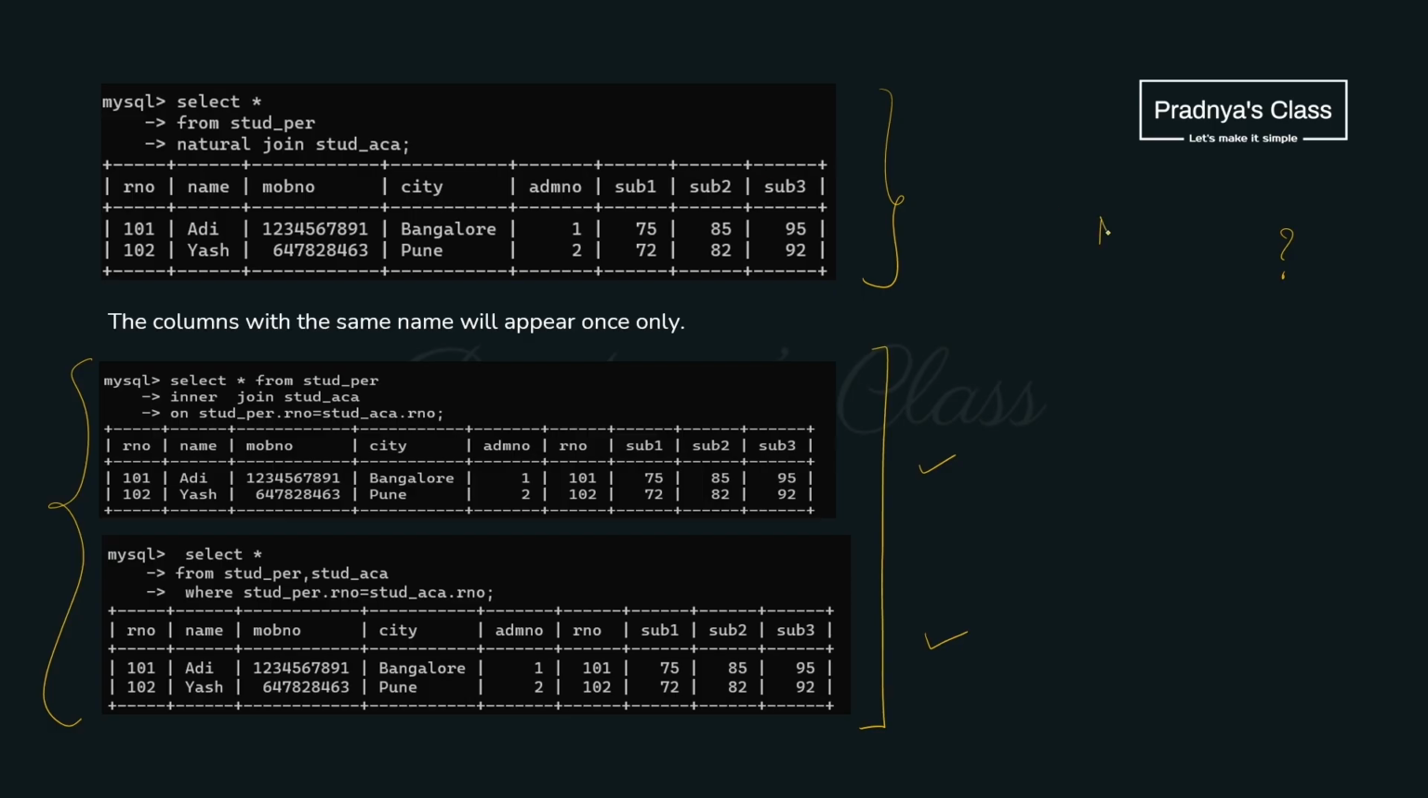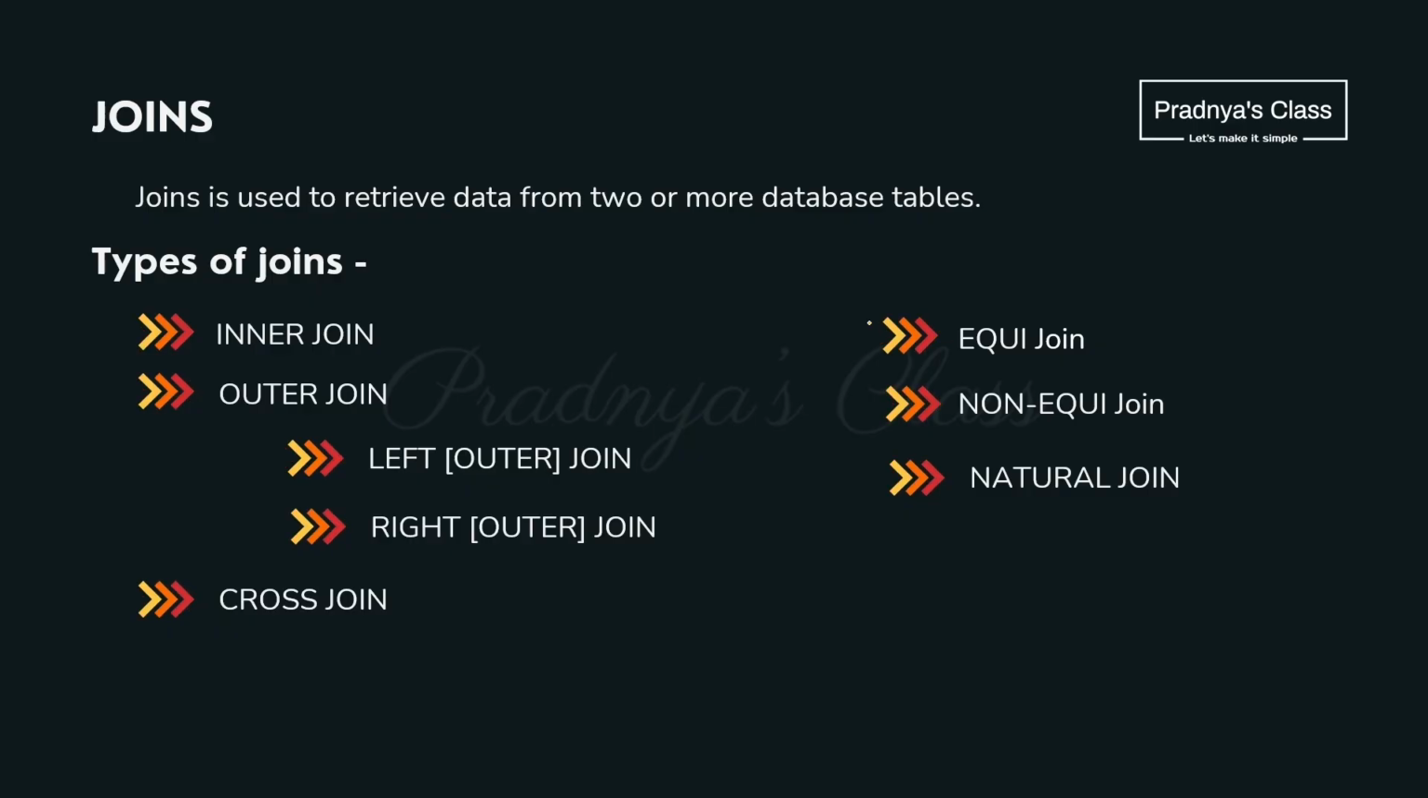Natural join also gives the matching record, but the difference is it will display the matching column only once. We know the matching column is roll number, right? So look at the output. Here the roll number is displayed only once, whereas in these the roll number is displayed twice. So that is the difference. Hope you understood. Then let's revise these three joins.